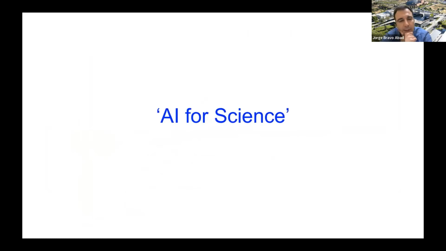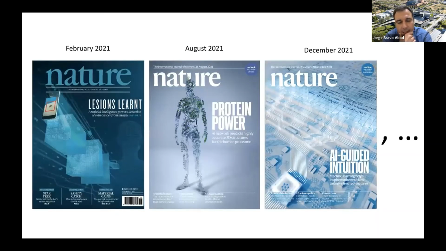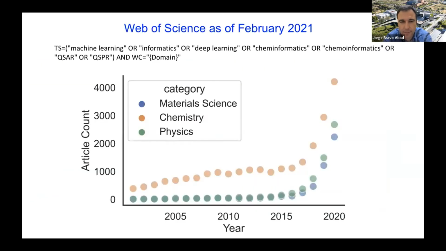So let's talk a little bit more about AI for science. AI for science is basically something that is moving very fast these days. These are just the covers of a Nature journal that I collected from last year, with applications in biology, mathematics, in many different areas.